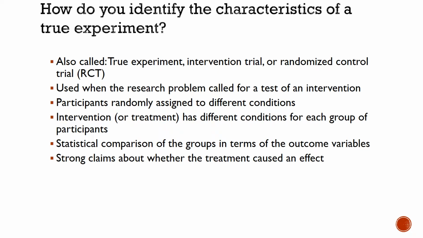You may also see that true experiments may be referred to in different ways. They may be called intervention trials or randomized control trials. And these are often used when the researchers aim to statistically compare groups in terms of the outcome variables.